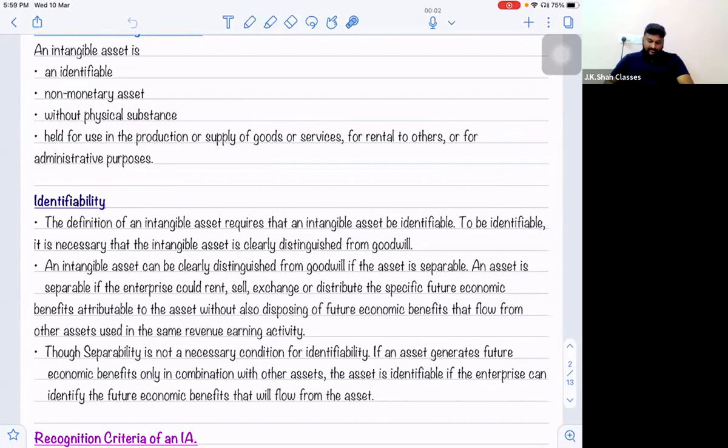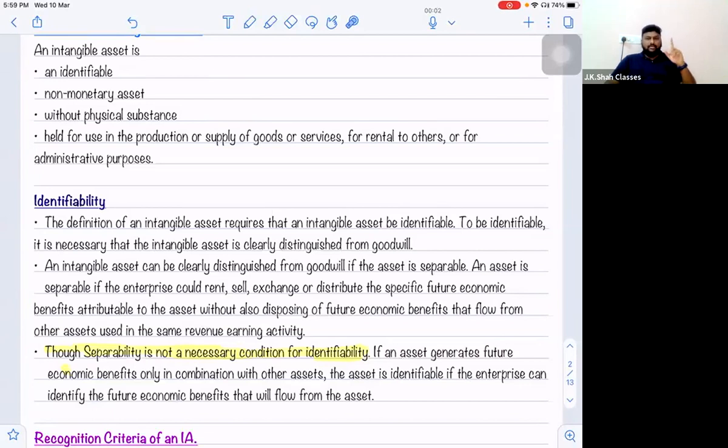Now please understand this: though separability is not a necessary condition for identifiability, if an asset generates future economic benefits only in combination with other assets, the asset is identifiable if the enterprise can identify the future economic benefit that will flow to the enterprise. It means even if the asset cannot be separated from other assets, but you can still calculate what inflow that asset is able to generate, you can still identify it.